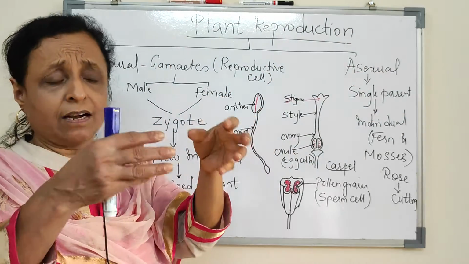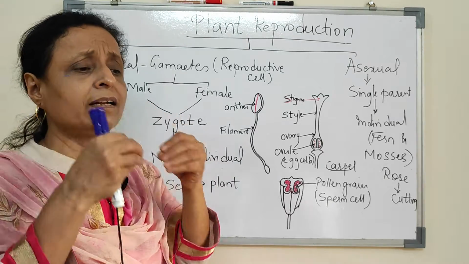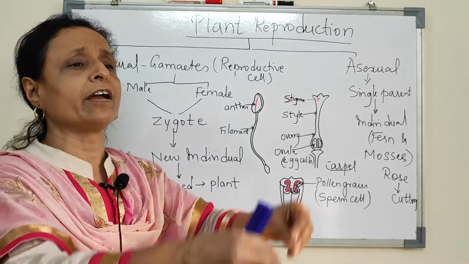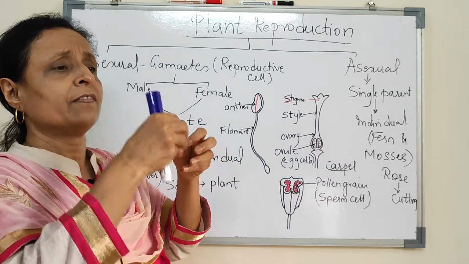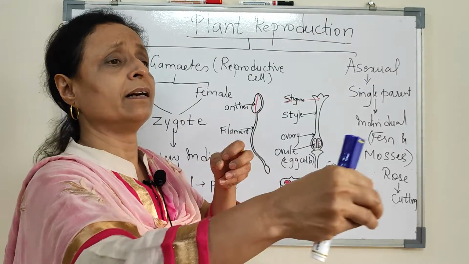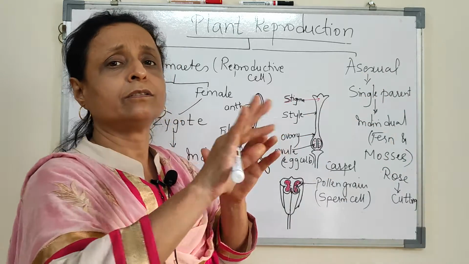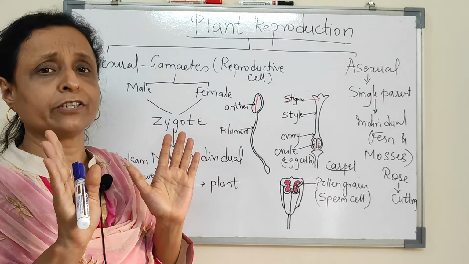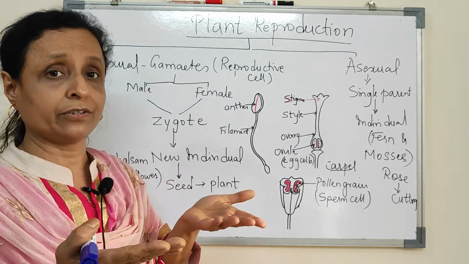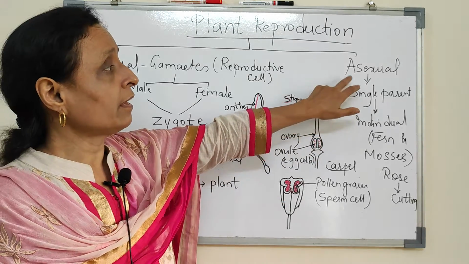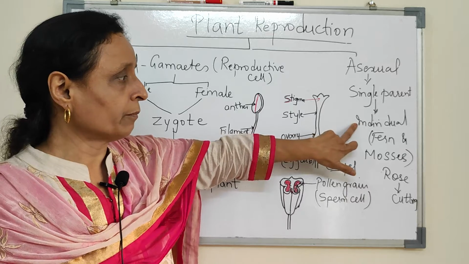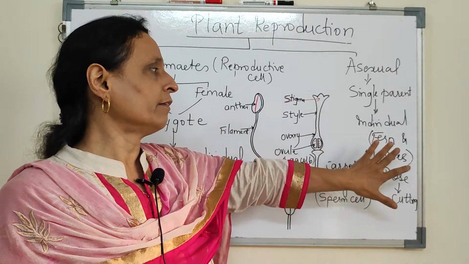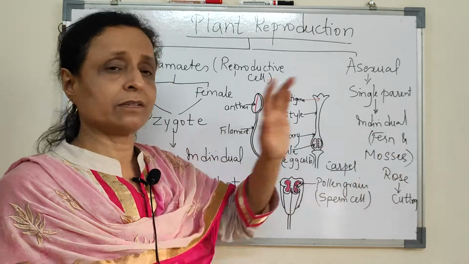A single plant gives rise to a new individual. So many plants you see, one plant is there, then it gives rise to another plant, another plant, another plant. They do not carry out sexual reproduction. That is asexual reproduction. They start from a single parent, a new individual is formed. The examples given here are ferns and mosses.